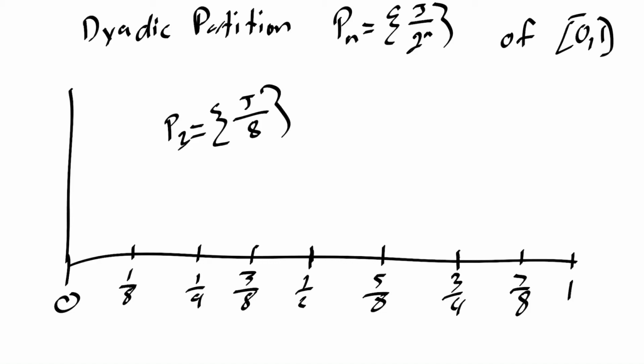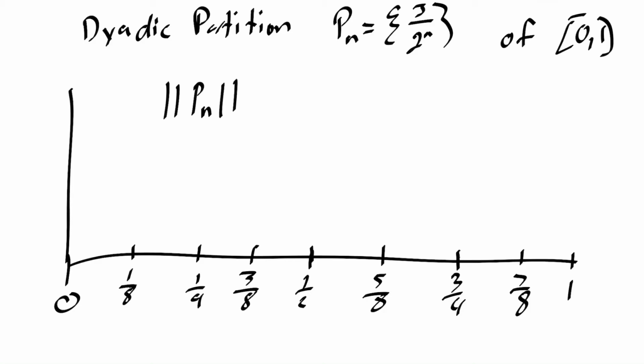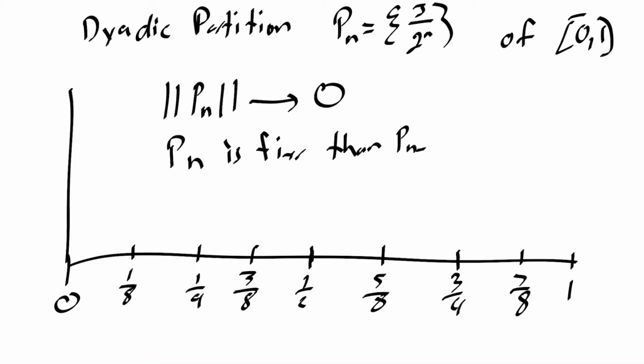But there are two things that are really nice about this partition. Item number 1 is what happens to the norm of these partitions as n goes to infinity. The norm of the partitions is going to 0, because we can see these partitions are shrinking and getting smaller and smaller. So that's a really nice property of this partition. Another really nice property is that each partition is finer than the one right before it.